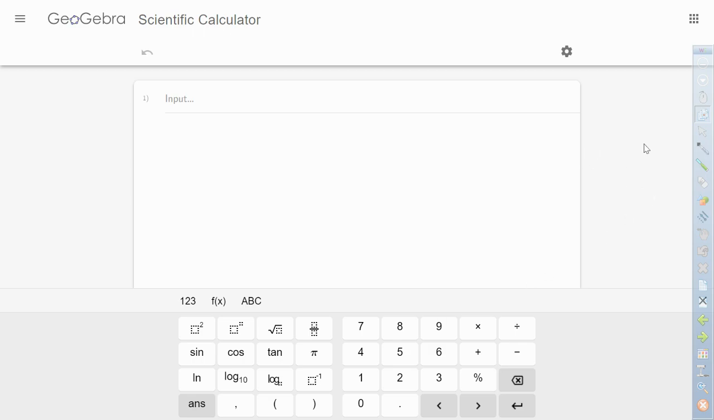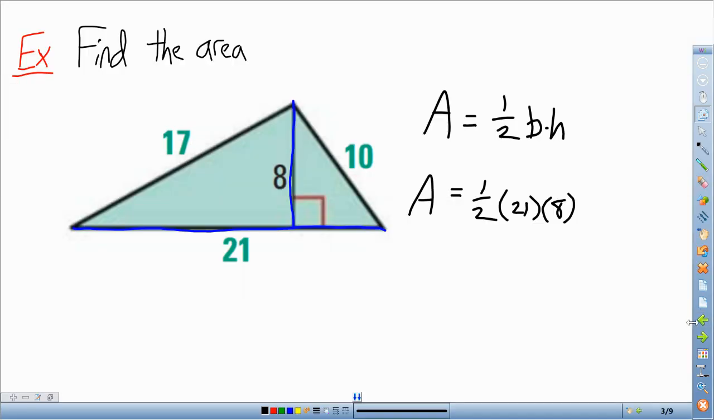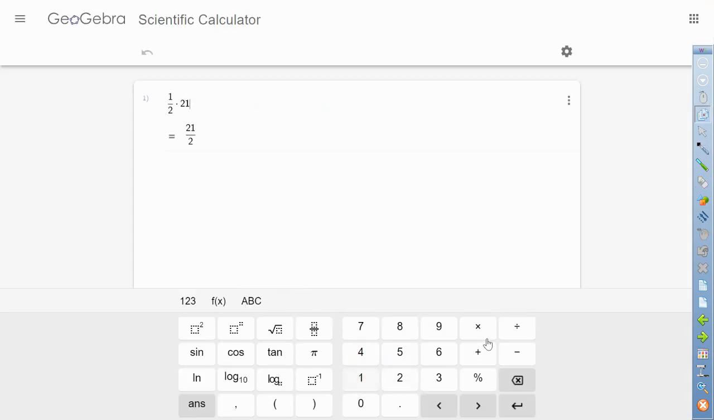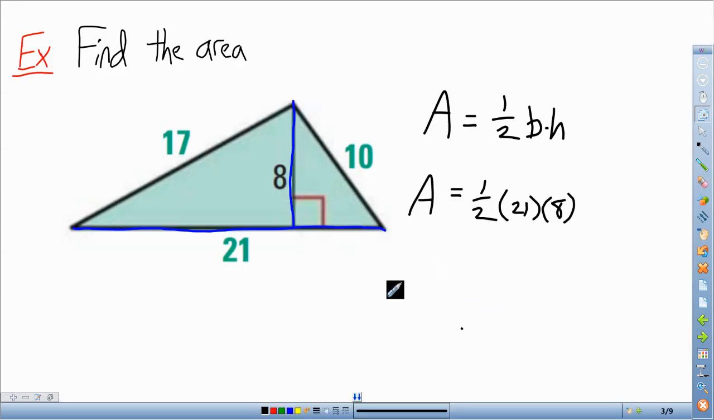Going to our calculator here. First we'll do 1/2. And then times, here's a big thing. Notice how they put the multiplication dot in the denominator of my fraction. I don't want that. So I'm going to go back and click next to the fraction and then do times 21 times 8, and it looks like I'm getting 84. So there it is.